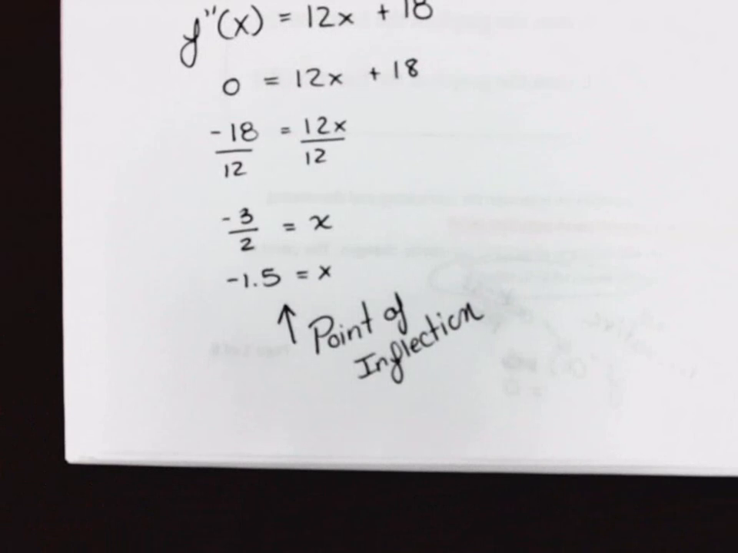Like the vertex. Kind of, yeah. That's a good way to put it. It's a change direction point. Okay. So I have the x value. How do I find the y value? Into the original. Into the original.